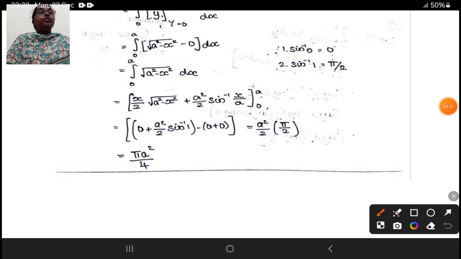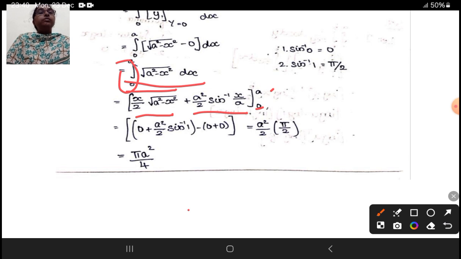The formula for integrating root of a square minus x square is x by 2 root of a square minus x square plus a squared by 2 sine inverse of x by a. This is the formula for integrating root of a square minus x square into dx. Here the limit is given, so we can apply the limit 0 to a.